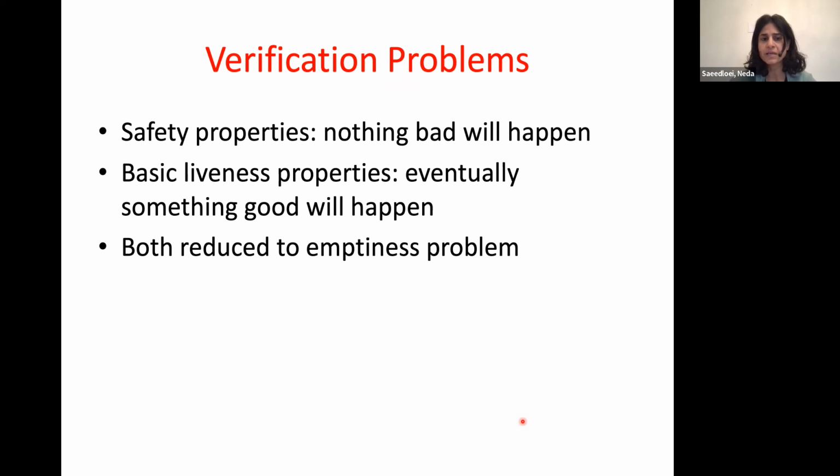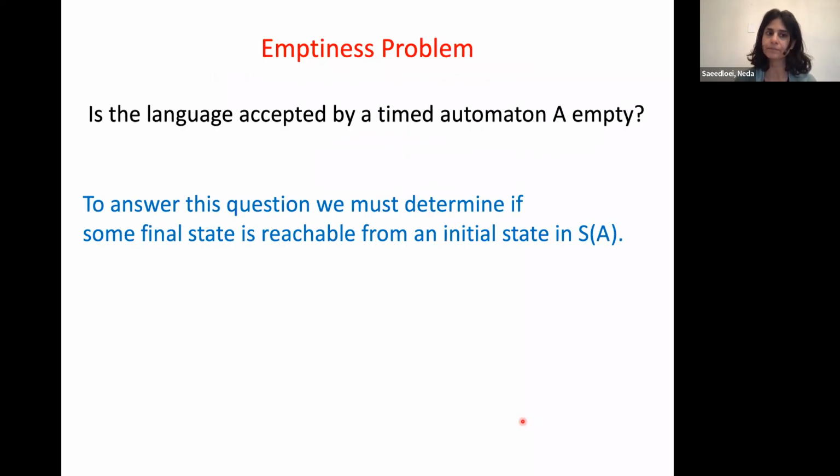So safety properties, in general, intuitively mean that nothing bad will happen, whereas liveness properties specify that eventually something good will happen. When we say basic liveness properties, these are all those properties that are omega-regular, meaning that these are properties that are going to be repeated infinitely often. And it turns out that both of these kinds of properties, both safety and basic liveness properties, are reduced to the emptiness problem. But what is the emptiness problem?